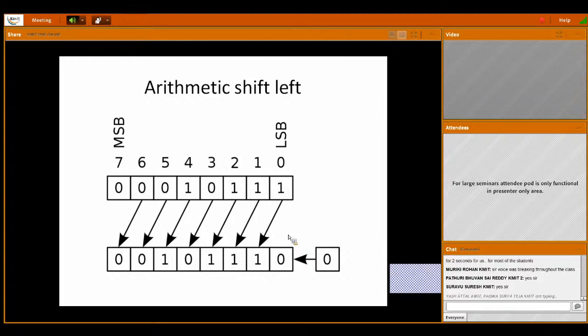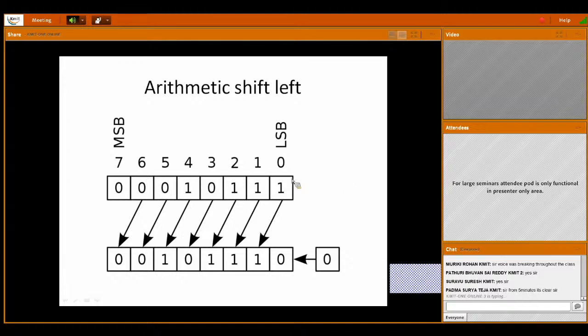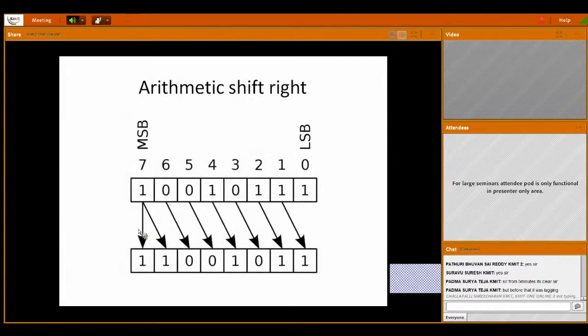What is to be remembered is, arithmetic shift left will multiply the number by 2. Whenever there is a sign difference, that means if you have a 0 here and you get a 1 here, that indicates that an overflow has occurred. But that won't happen in arithmetic shift right. Why? Because in arithmetic shift right, we are simply copying the MSB bit. If you have a 1 here, you will get 1. If you have a 0, you will get a 0.